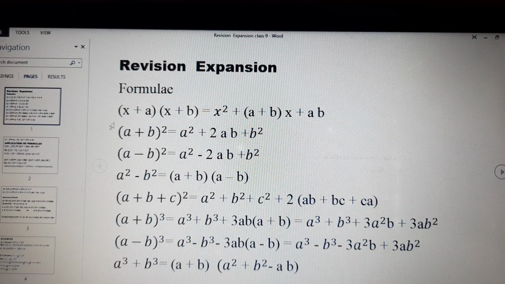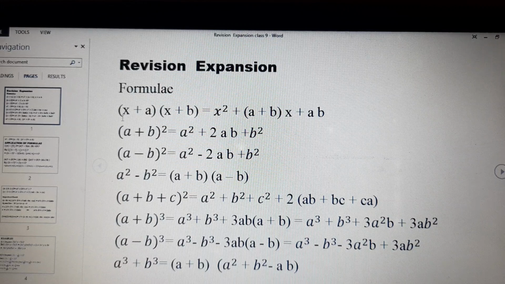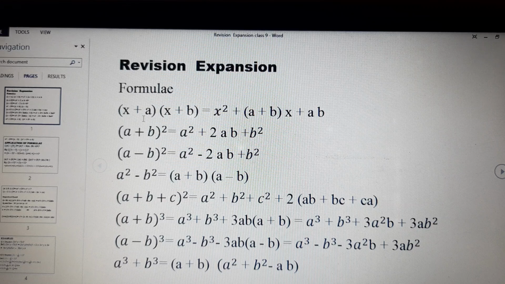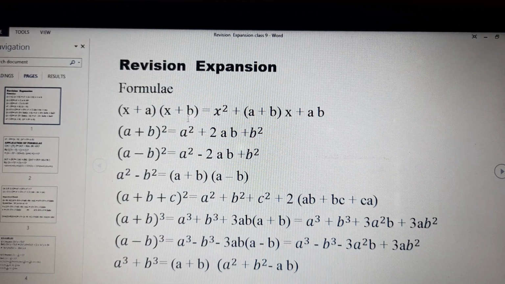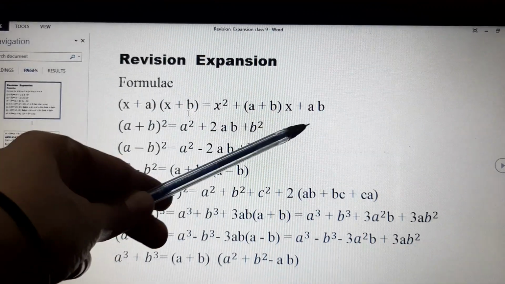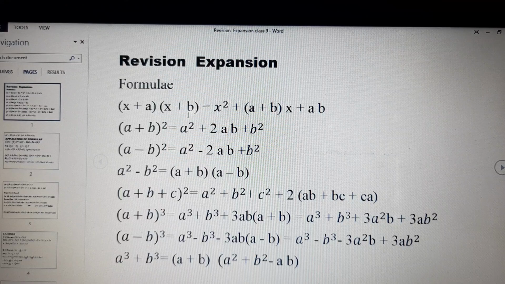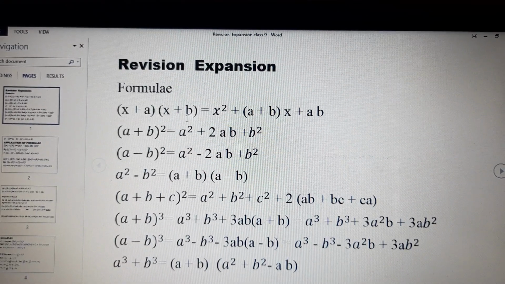You have to understand that x is not always x, or a is not always a. It can be any value. Even sometimes they do not have a plus sign. They can have a different sign, they can have a minus sign also, as in 2x minus 3. Then x was replaced by 2x and b was replaced by minus 3. Then we will apply the formula accordingly here. Fine. Now moving on to the next formula.